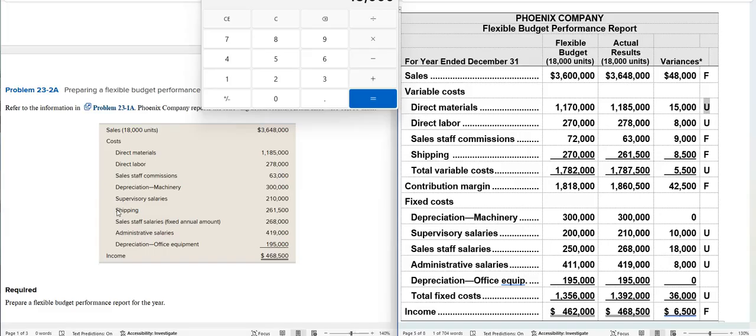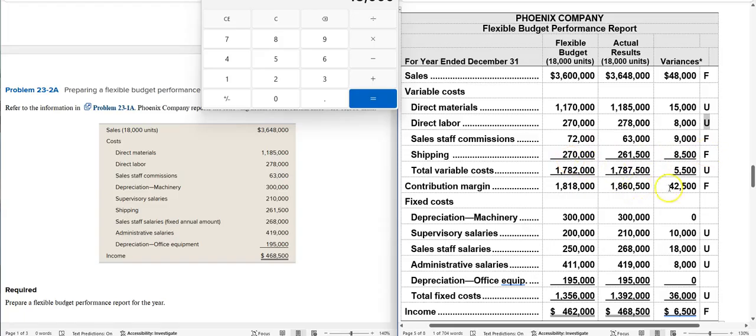So when the actual exceeds the budget for our expenses, that's unfavorable. It was favorable when the revenues actuals exceeded budget, right? That's a good thing, but when costs exceed budget, it's unfavorable. Line by line, I'm determining the dollar difference and identifying each variance as favorable or unfavorable. Expenses greater than budget, unfavorable. Expenses less than budget, favorable. Expenses less than budget, favorable.